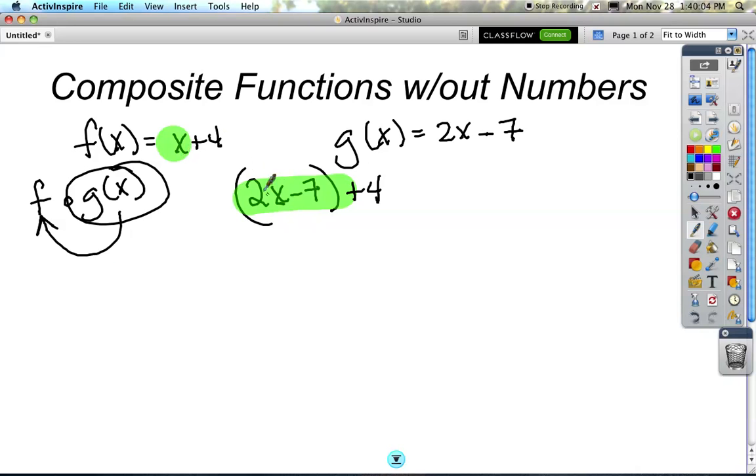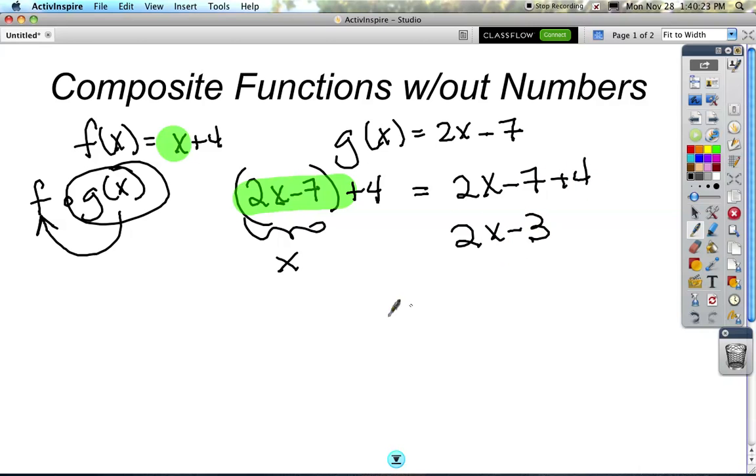Okay, so here it is. This is your x. x plus 4 is your f equation. So this is replacing it. Okay? So, nothing to multiply this by, so that's 2x minus 7 plus 4, which is 2x minus 3.